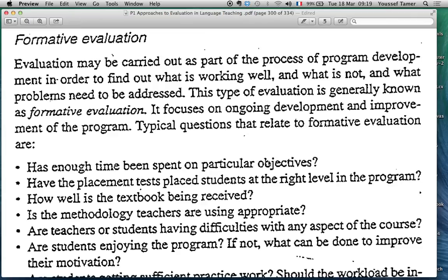So, this type of evaluation is generally carried out as part of the process of program development. So here we are talking, it's part of development, in order to find out what is working well and what is not, and what problems need to be addressed. So formative evaluation, okay? This is the first kind. And there are different kinds of questions that are asked in this regard to do formative evaluation.